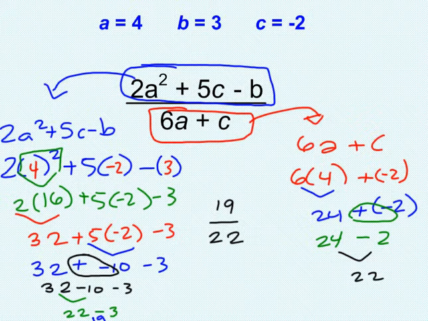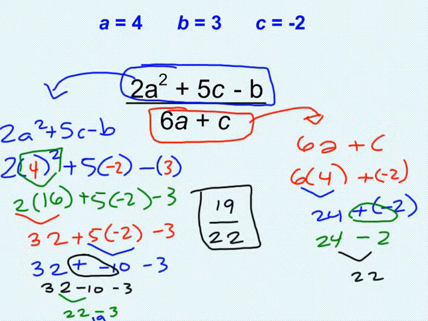You found the numerator, you found the denominator. For your final answer, you need to put them back together. The numerator was 19. The denominator is 22. Always look to see if you can simplify. Can I simplify 19 over 22? No, I can't. So that's my final answer, 19 over 22.